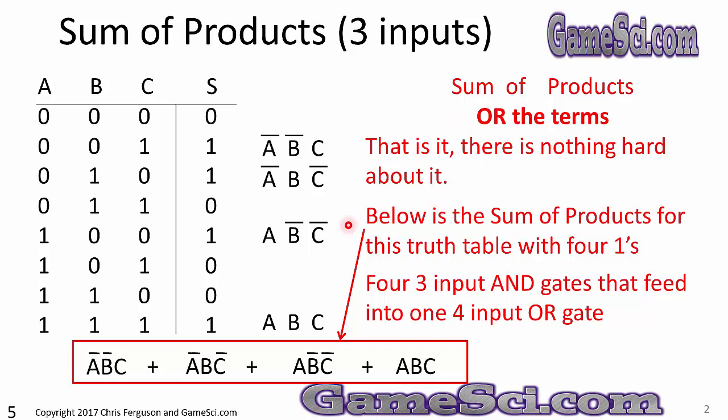Below is the sum of products for this truth table with 4 ones. We have 4 3-input AND gates that feed into one 4-input OR gate. Here's my 4 AND gates, one for this here, one for there, one for there, one for there. I feed all 4 of these into an OR gate to produce the sum of products expression.